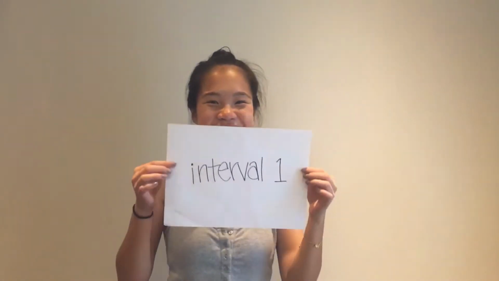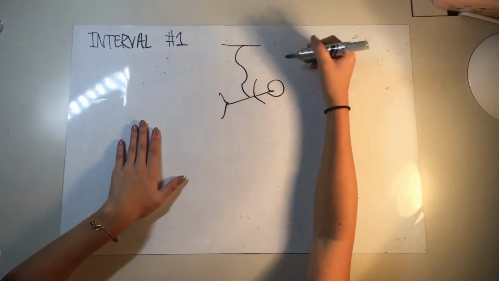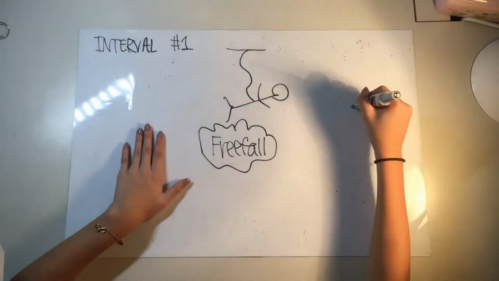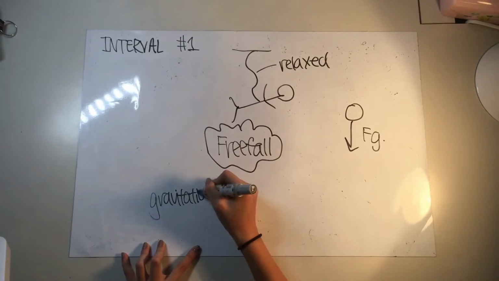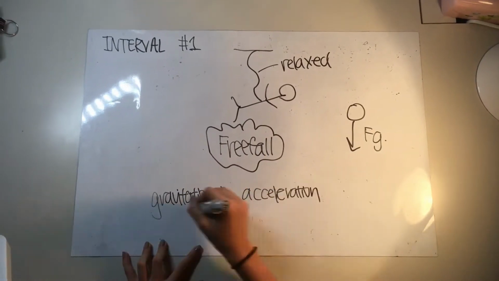In the first interval, the jumper experiences free fall. Gravity is the only force acting on the jumper and the bungee cord is relaxed. Due to the acceleration of gravity, the jumper falls at a constant rate of negative 9.8 meters per second squared.